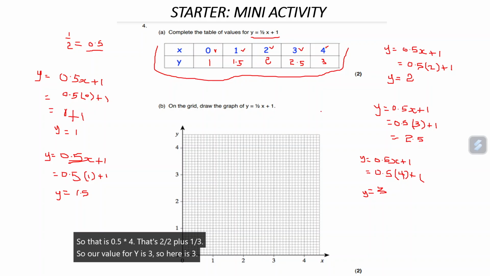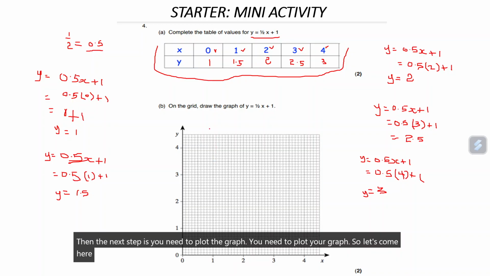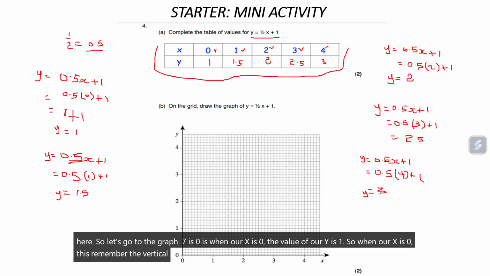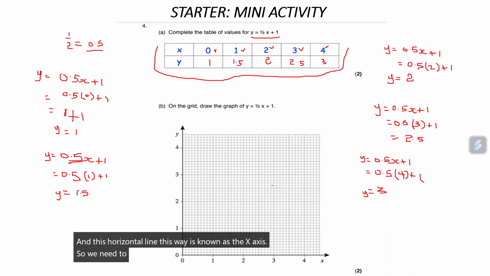Then the next step is you need to plot the graph. So let's go to the graph. When our x is 0, the value of our y is 1. Remember, the vertical line is known as your y-axis, and the horizontal line this way is known as the x-axis. So we need to plot this graph now. When x is 0, y is 1, you tick here.